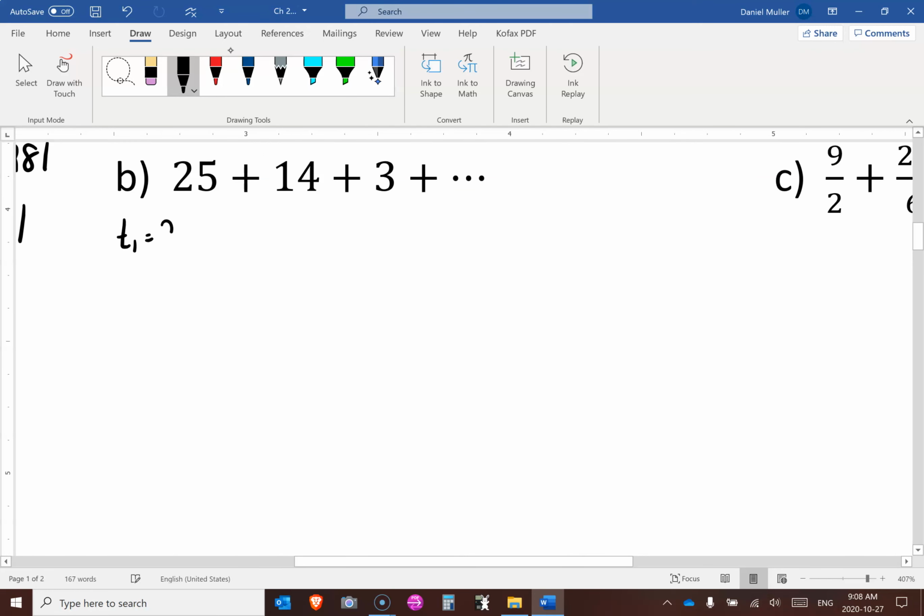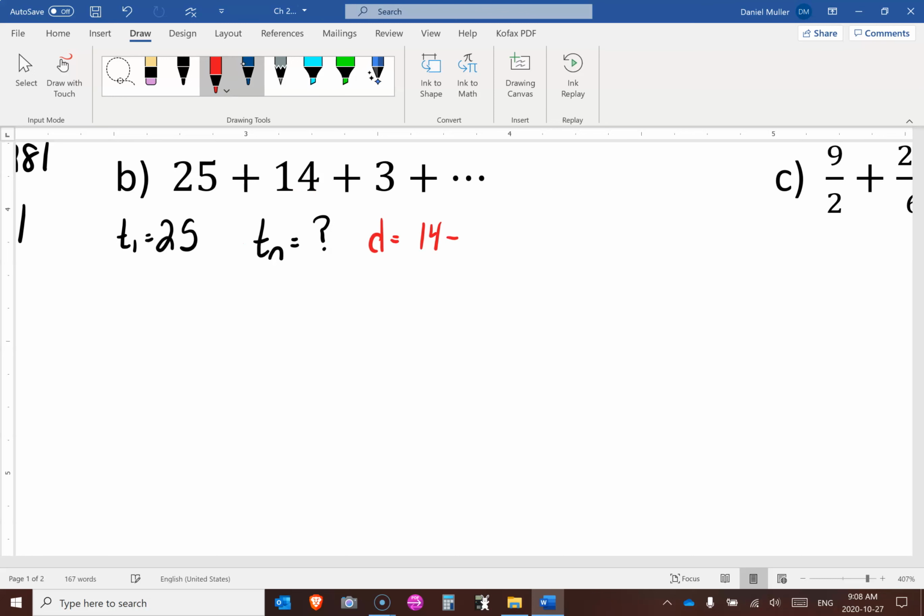T1 is 25. Nice. I don't obviously have Tn. So I'm going to have to find that. My D, which I don't need in the formula, but now I will need it when I use my Tn formula. My D is going to be, pick a term, subtract the previous one, so 14 minus 25, which is negative 11. And then the number of terms is 40. So let's start with finding Tn. I need to find out what that Tn is.